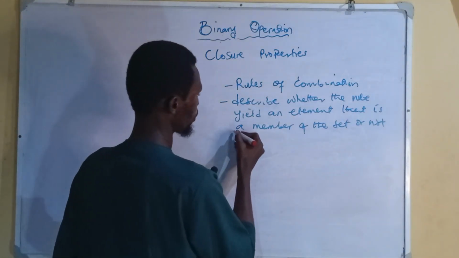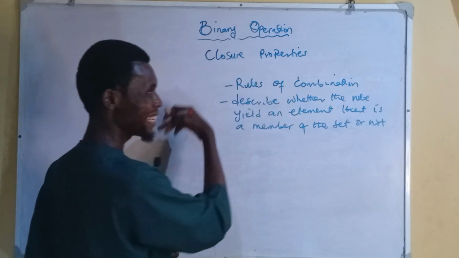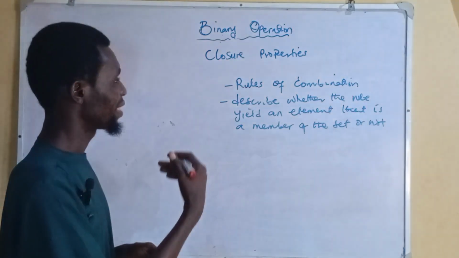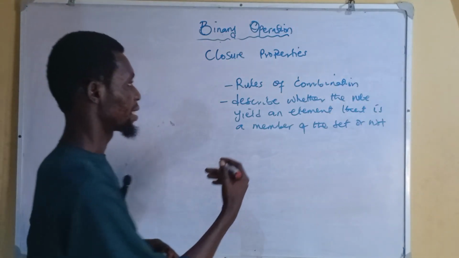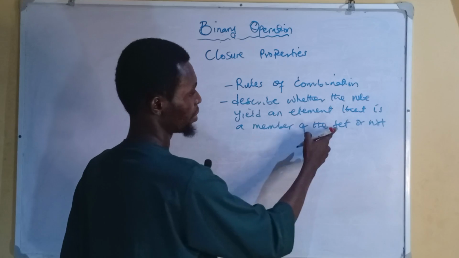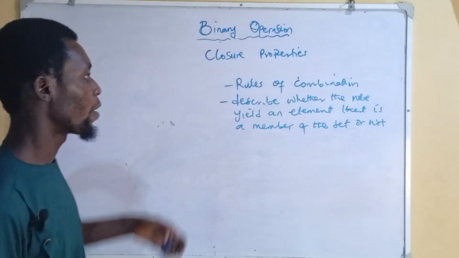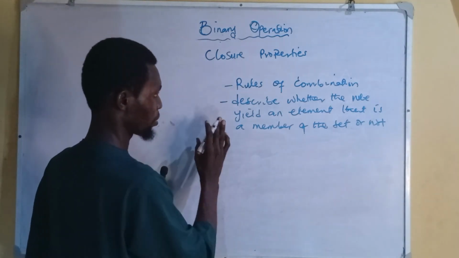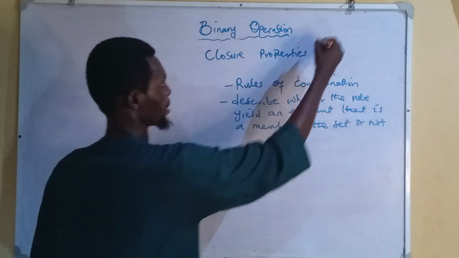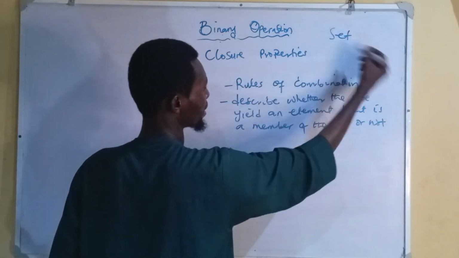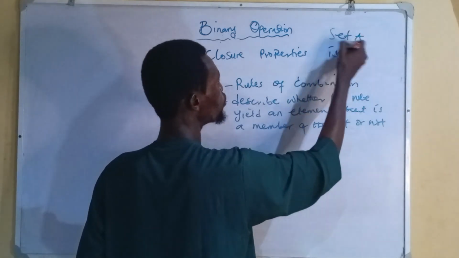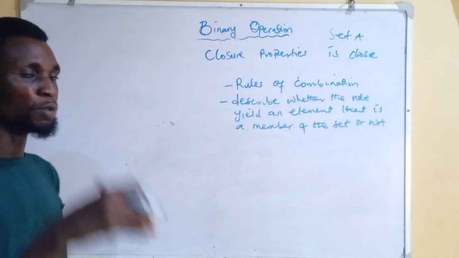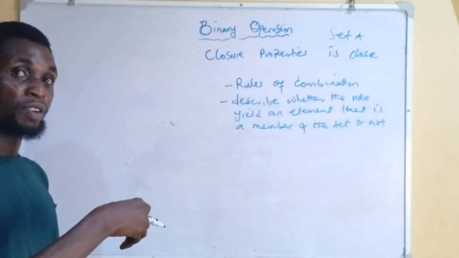If the result of combining two elements of any given set is also a member of that set, we say that we describe, you know what we are trying to describe? We are describing the set. So we would say that the given set is what? Is closed under that rule. Closed under that given rule.